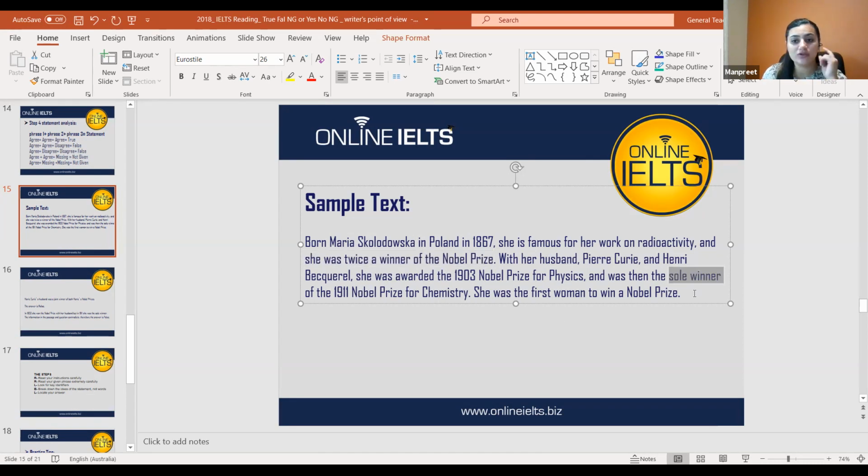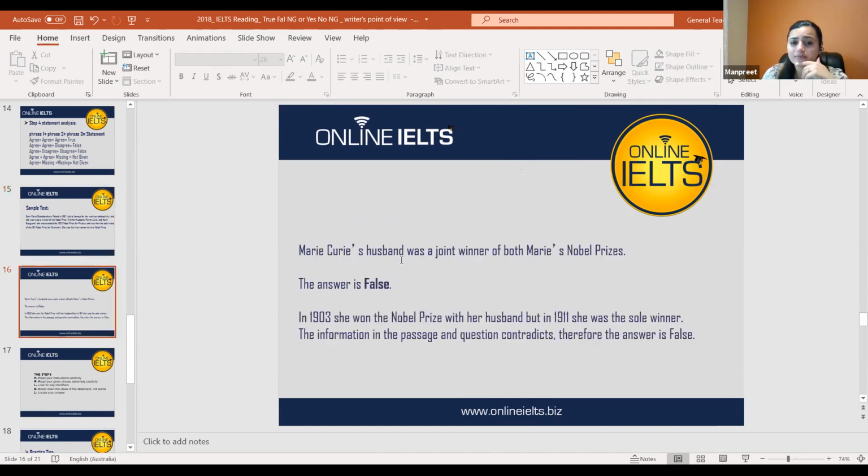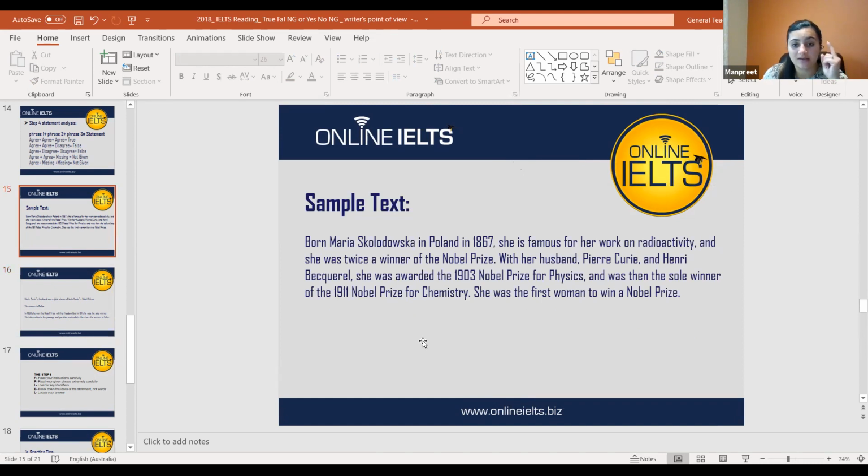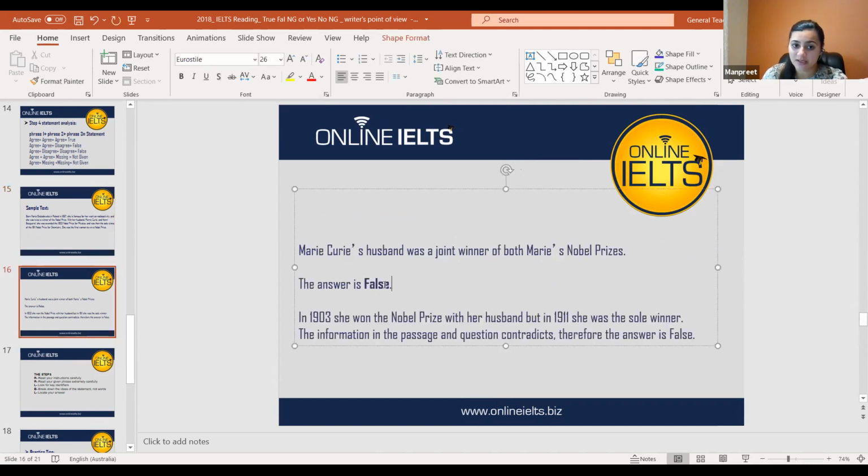Sole winner means she was the only one, just one person. There was no one with her at that time. So the question says Marie Curie's husband was a joint winner for both Nobel Prizes. But the paragraph says that her husband was part of the first Nobel Prize, but not the second one. So it's contradictory information; it disagrees with the passage. If it disagrees with the passage, the answer is always false.